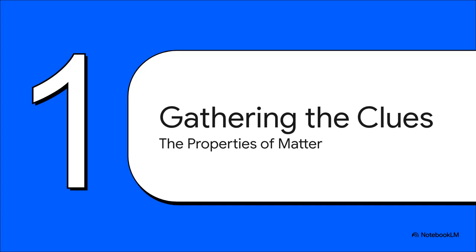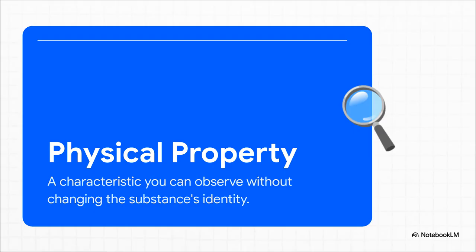Any good detective will tell you the first step is always to gather clues. And in the world of matter, our clues are called properties. These are all the little unique characteristics that help us identify and describe any substance we come across. First up, let's talk about the most obvious clues, physical properties. Think of these as surface-level details, the stuff you can spot just by looking or touching or measuring. The key thing here is you can observe these without actually changing the substance into something brand new.